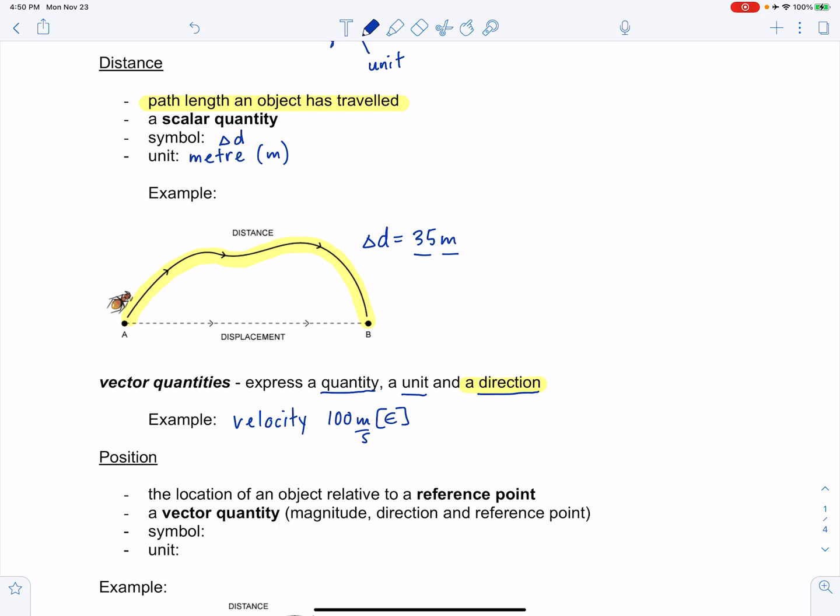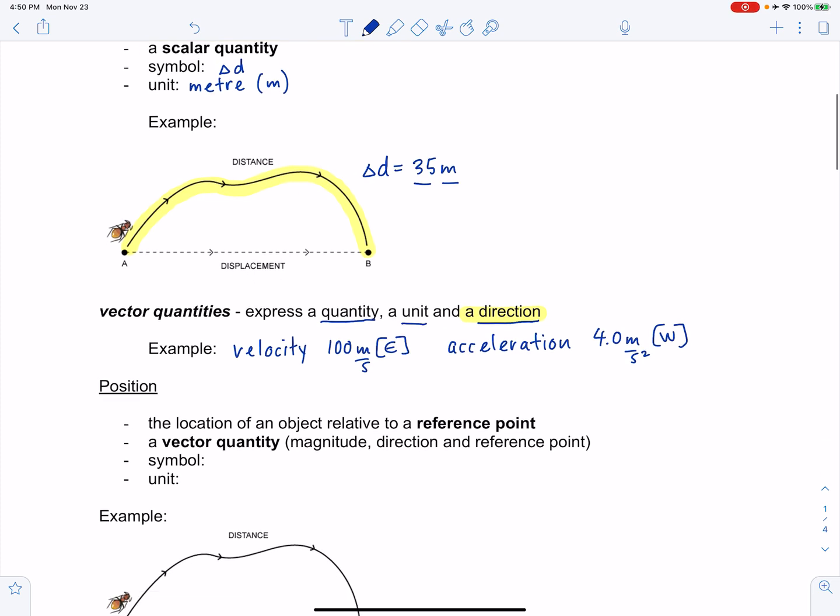Another example of a vector quantity is acceleration. An example of acceleration is 4.0 meters per second squared west. Let's take a look at a couple of vector quantities that relate to this lesson. The first one is position. And position is defined as the location of an object relative to a reference point.